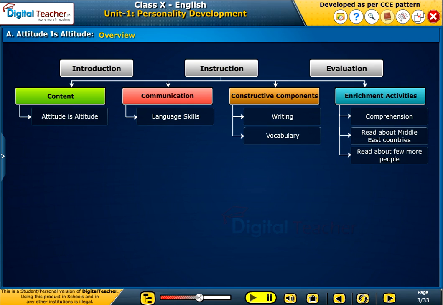The lesson is covered under Content. All the activities pertaining to the 4 skills of language and their assessment are covered under the sections Communication and the Constructive Components. The enrichment activities are meant to widen the scope of the student's thinking and learning, thereby making him or her a global citizen. The extent of understanding of the module can be assessed by the student under the evaluation section.